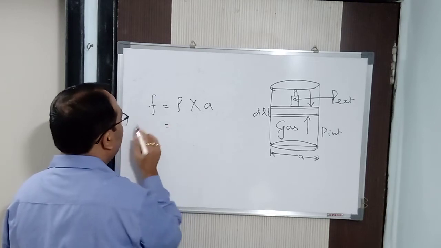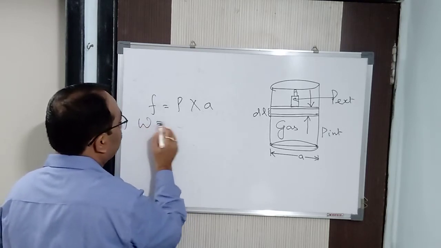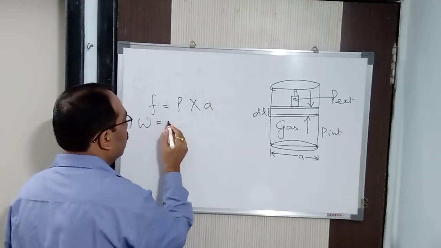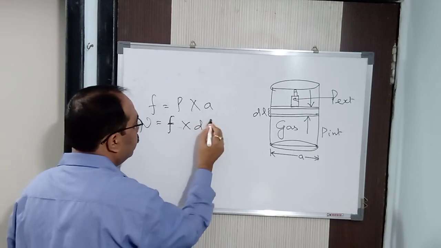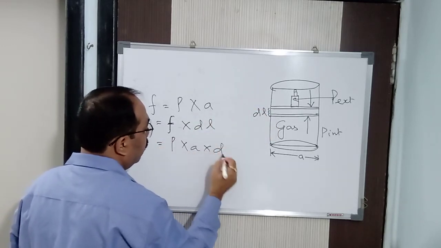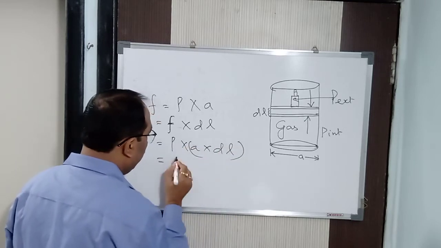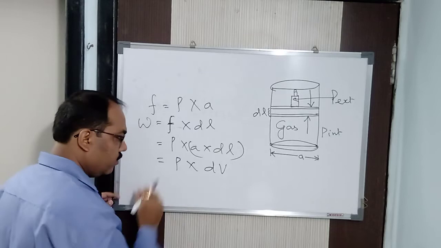Now, next, what is work done? I said the work is done upon the system. So what is the work done? Work is nothing but force into dl. Now what is force? Force is pressure into area into dl. Now what is A into dl? A into dl is nothing but dV, a small change in volume.